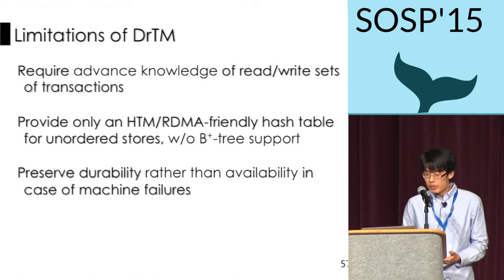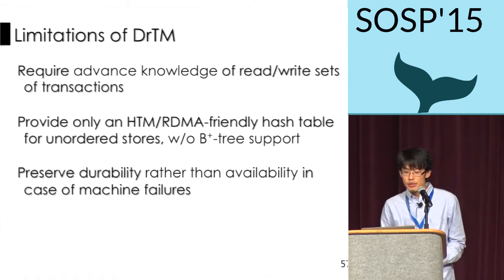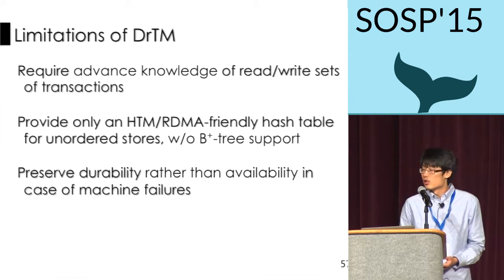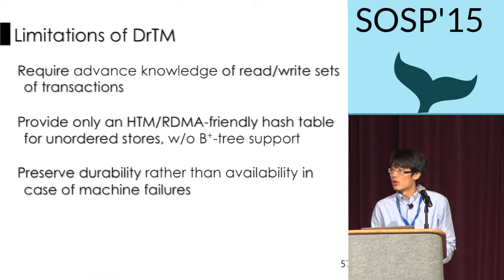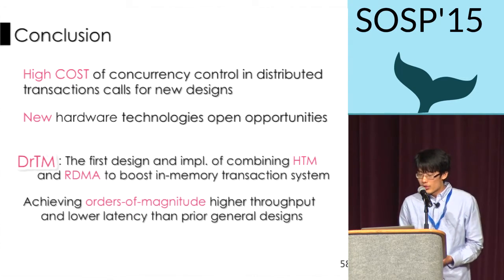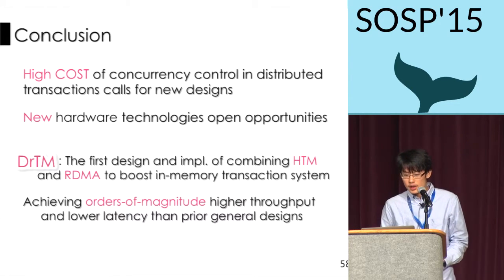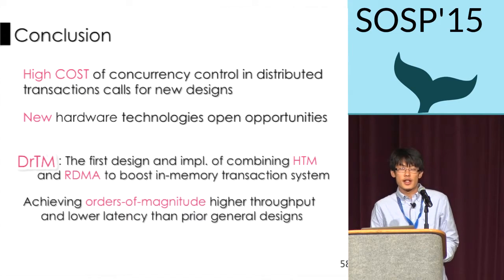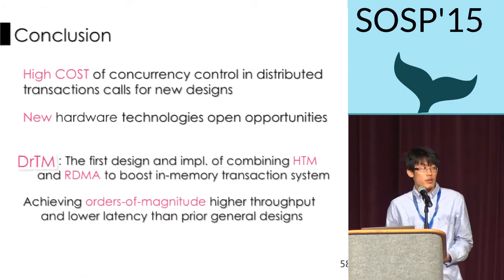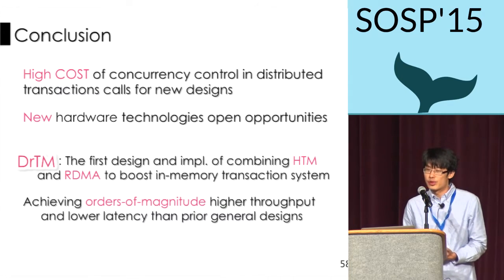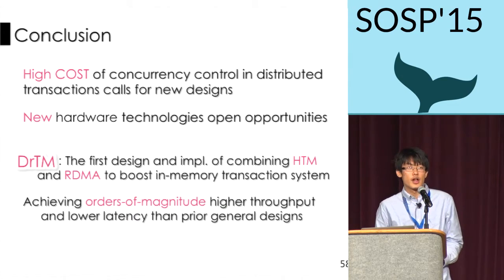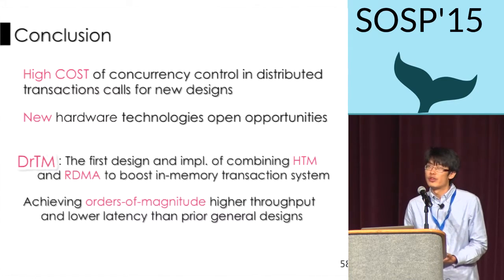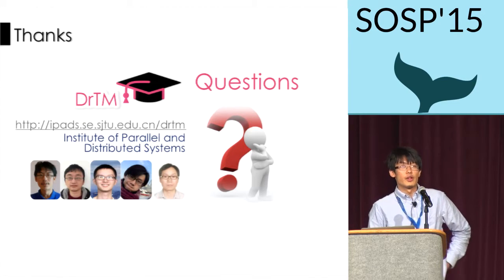So while the RTM makes a first step on combining HTM and RDMA for low-cost transactions, it still has some limitations. So we plan to further fix them in future work. In conclusion, we have seen today that advanced hardware features such as HTM and RDMA open new design spaces for us. The RTM's concurrency control and its memory storage layer fully exploit the advanced hardware features, and we achieved an order of magnitude higher throughput than the previous system. So that's all. Thank you very much.